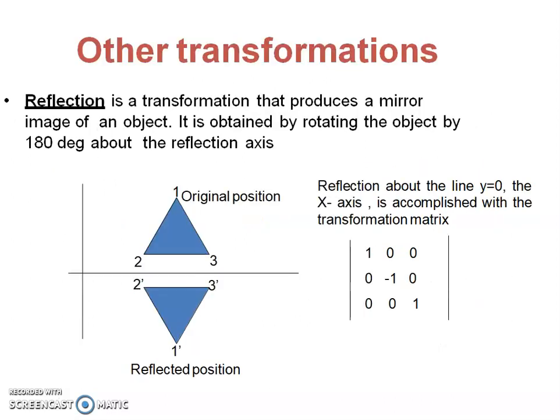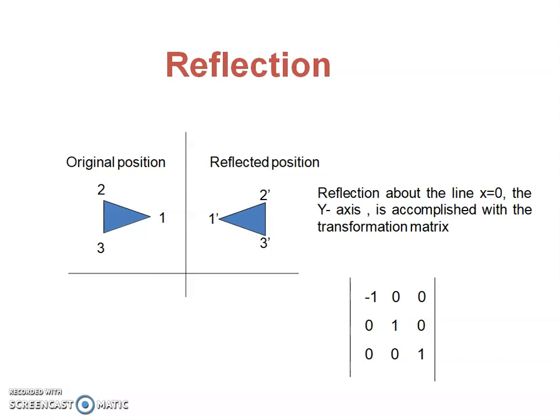And the other transformation is reflection. Reflection is the transformation which produces a mirror image, that is, a 180 degree rotated image. Here the original position is this one, and reflection along the line y is equal to 0, that is the x-axis, is accomplished with the transformation matrix [1 0 0; 0 -1 0; 0 0 1]. Here is the reflection along the y-axis, that is the line x is equal to 0, accomplished by the transformation matrix [-1 0 0; 0 1 0; 0 0 1].